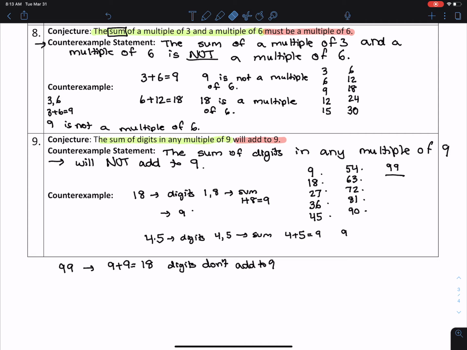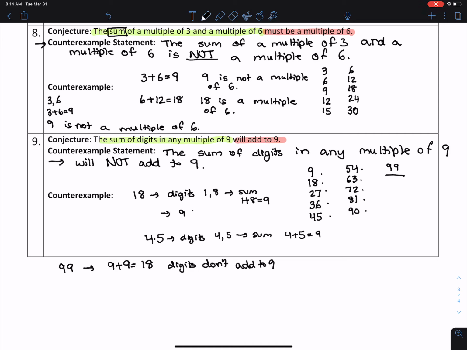I took the number 18, which is a multiple of 9. I took the digits, which are 1 and 8. I took the sum of those digits, which is 1 plus 8, and my result is 9. We want to find one that doesn't give us 9. Sorry, I had made a slight error there. So if I take the example 45, the digits are 4 and 5. The sum is 4 plus 5, which is 9.